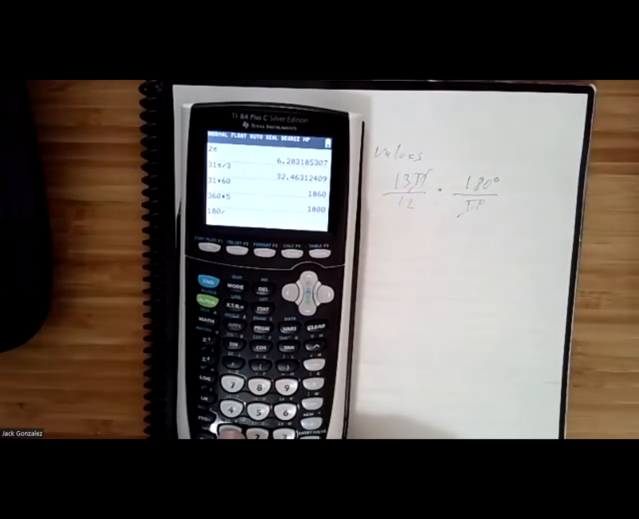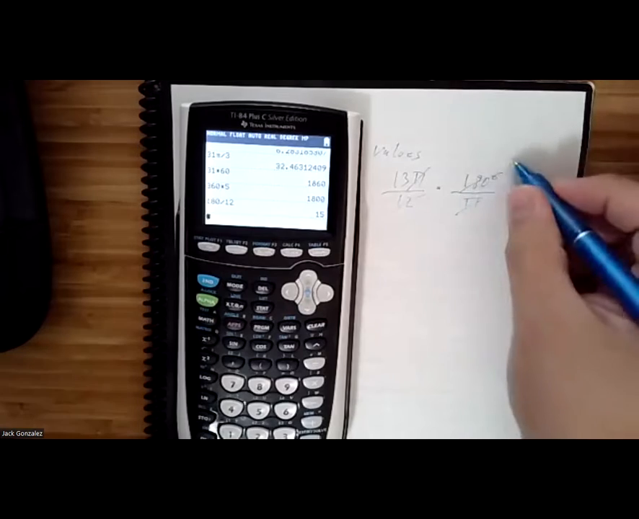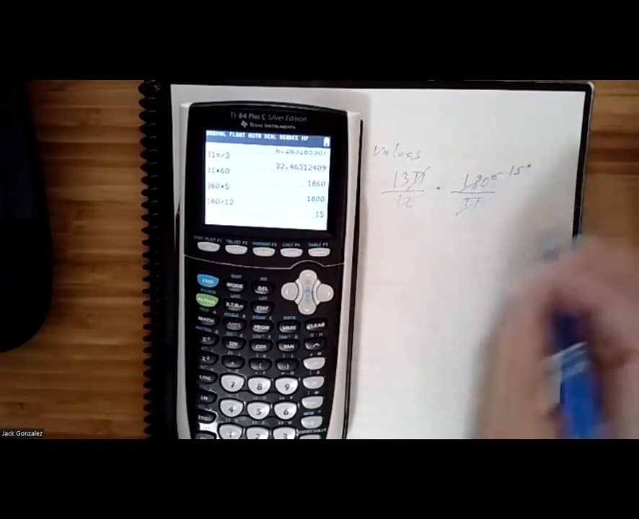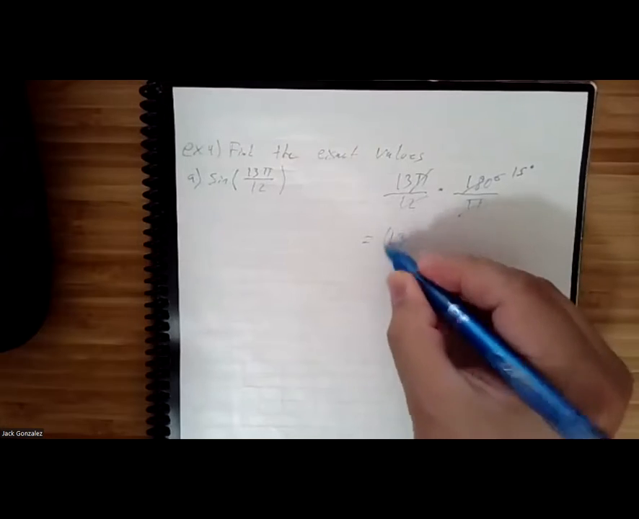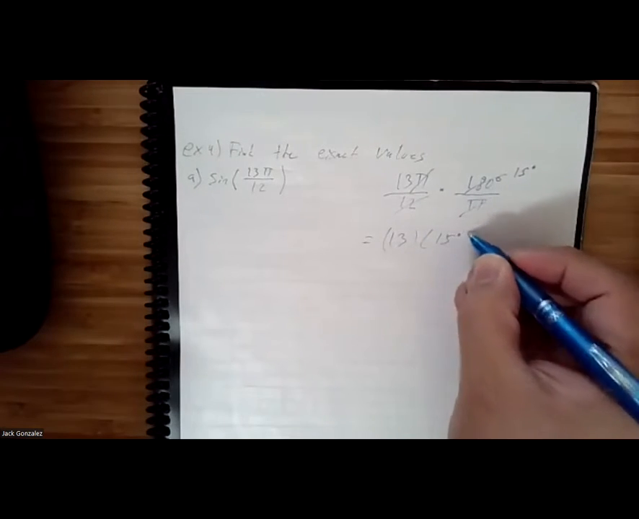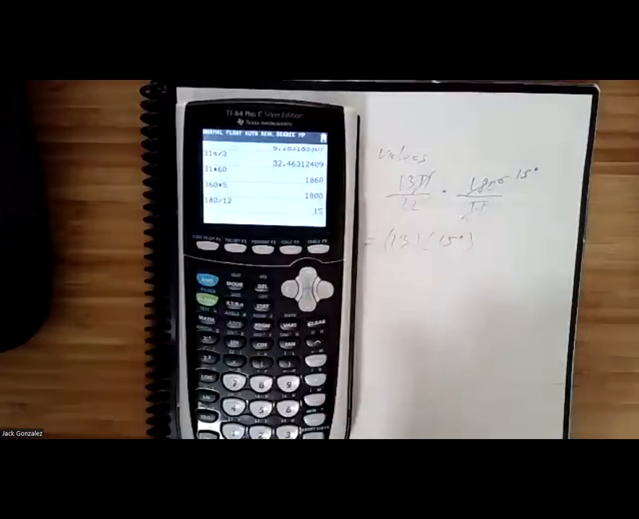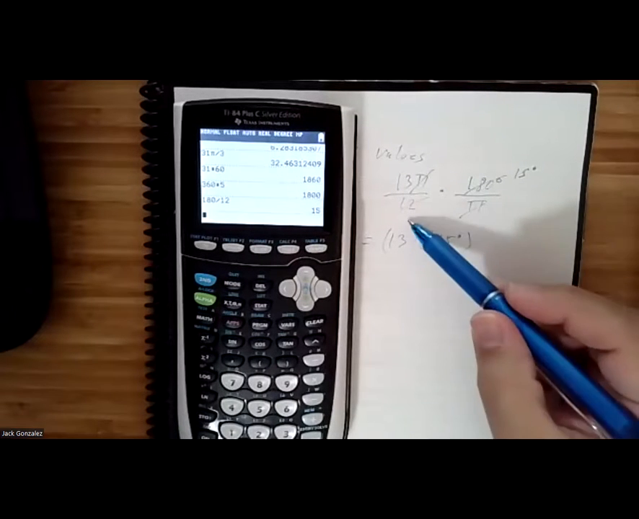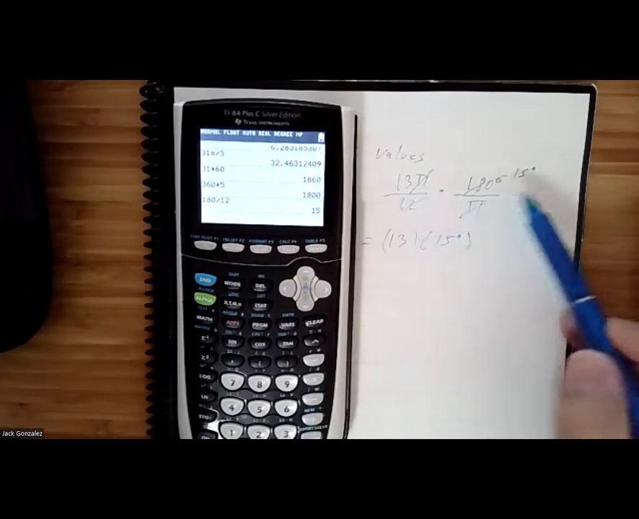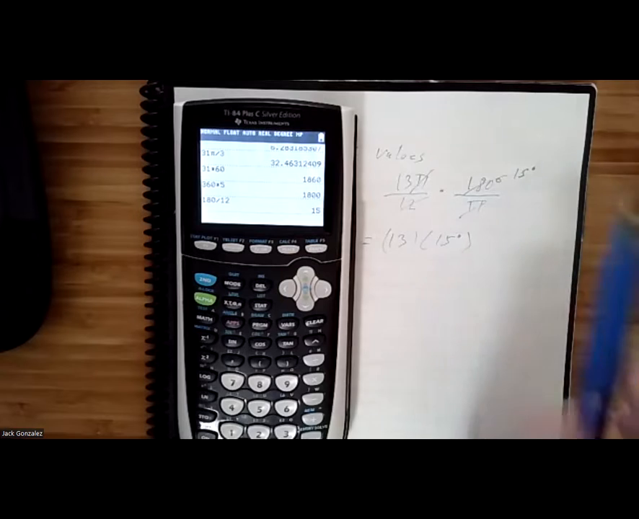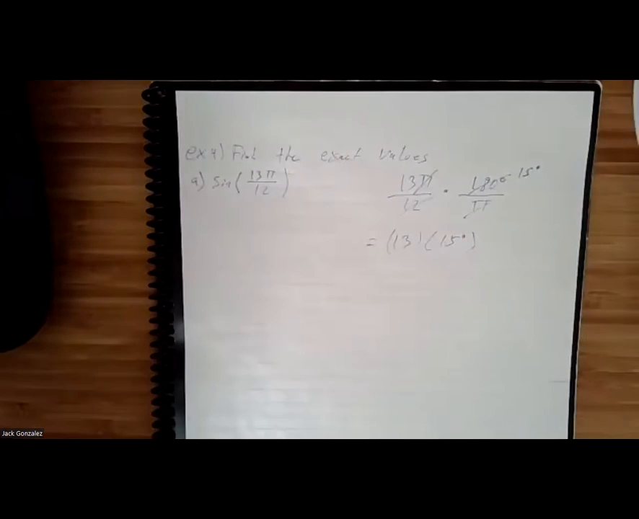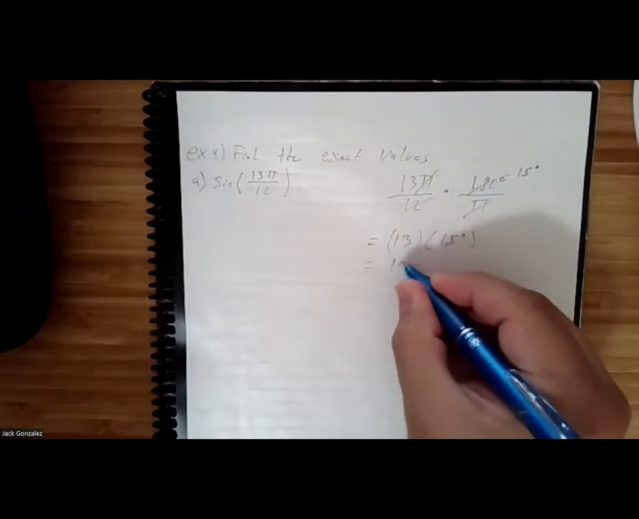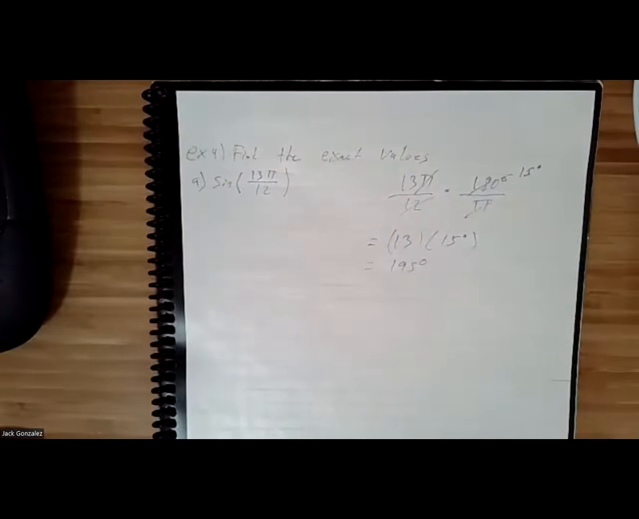12 into 180 is 15. Yeah, that's cool. Okay, so this is really 13 times 15. Right, because the pi's cancel, 12 into 180. I'm only left with 13 and that reduced number. So this is really 195 degrees. Okay, so now it's a little easier, I hope.